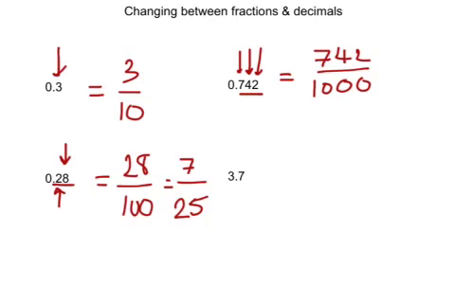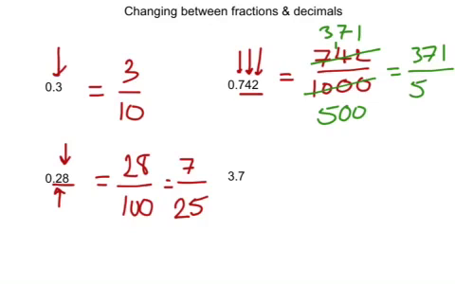Again, let's check, can we simplify down? If you're not sure, just start with something easy. So 2 goes into 742 371 times. And into 1000 it goes 500 times. So this is equal to 371 over 500. I can't simplify that down any further.